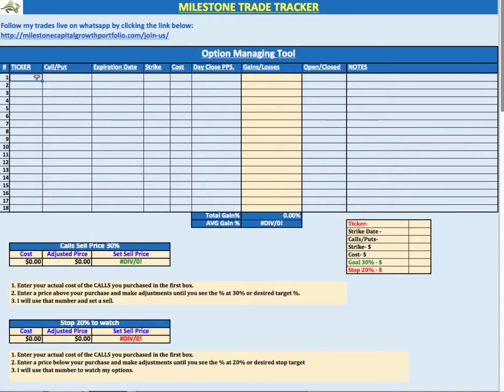Okay, so we're just going to make stuff up here. We're going to do VIX, and we're looking at calls right now. We're going to fill this out one time real quick for you, and then we're going to get into the next sheet here. So your expiration date, let's look at April 1st for the next expiration, and say you're looking at the 20 strike, and the cost is, say, 30 cents. So right here, that's what your trade is.